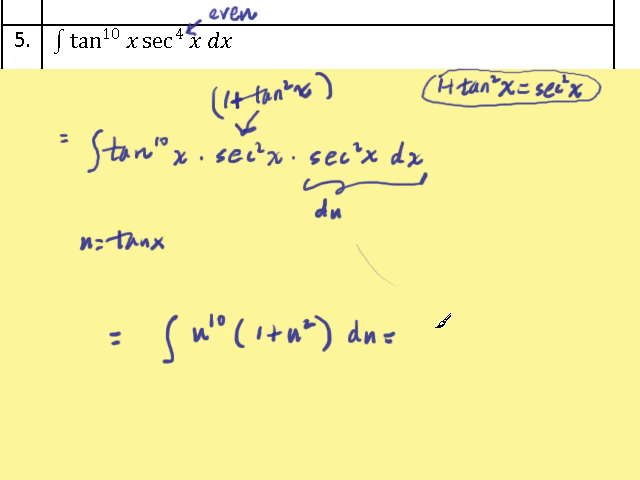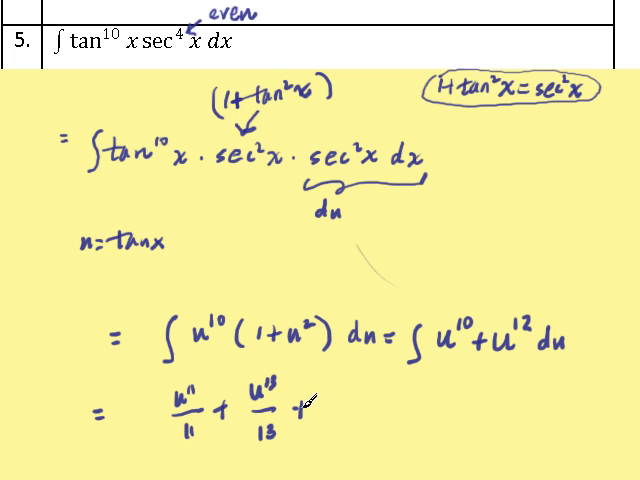And don't forget to multiply through before you integrate. So that's u to the 10th plus u to the 12th. All right, so now integrate: u to the 11 over 11 plus u to the 13 over 13 plus c. And substitute back for u, put back tangent x.